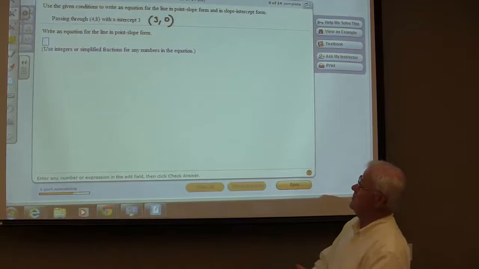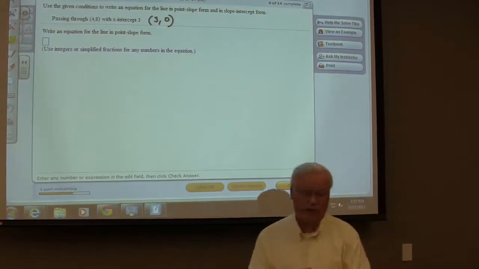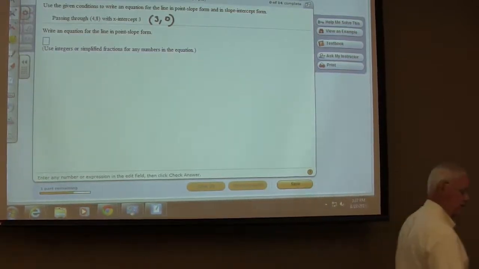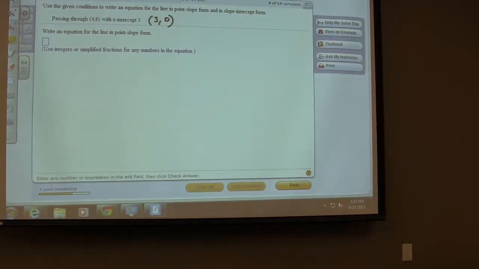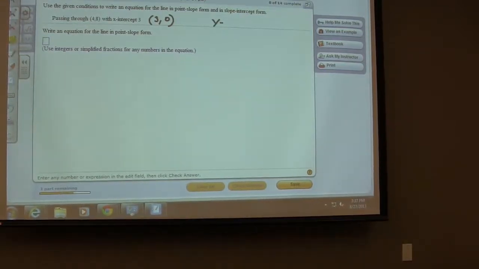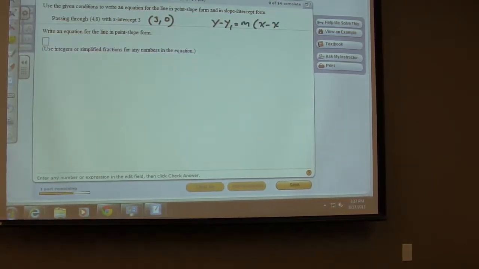Okay. Now, it asks us to write the equation for the line in point-slope form and slope-intercept form. So we need to learn these 2 forms. The point-slope form is denoted by this: y - y1 = m(x - x1).